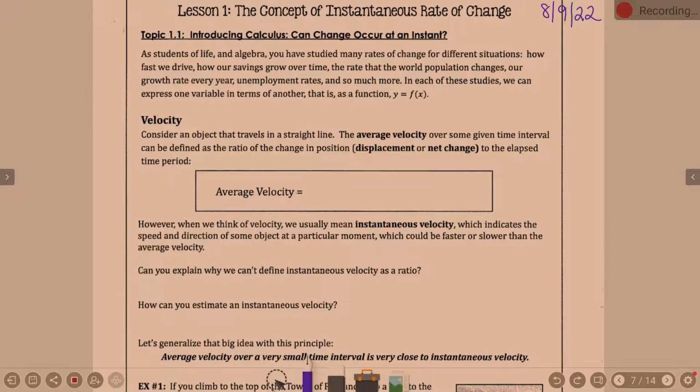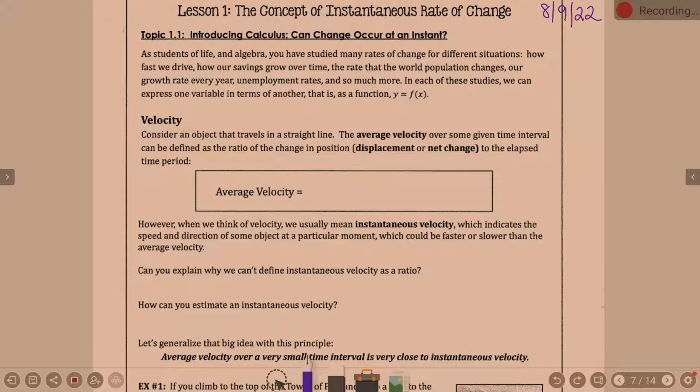Okay, lesson 1, calculus. Here we go. We are starting with rate of change. I don't know that we've ever explicitly talked about rate of change in our math classes, but we've talked about it. When we do slope, that's doing rate of change. And so that's the direction we're going here.